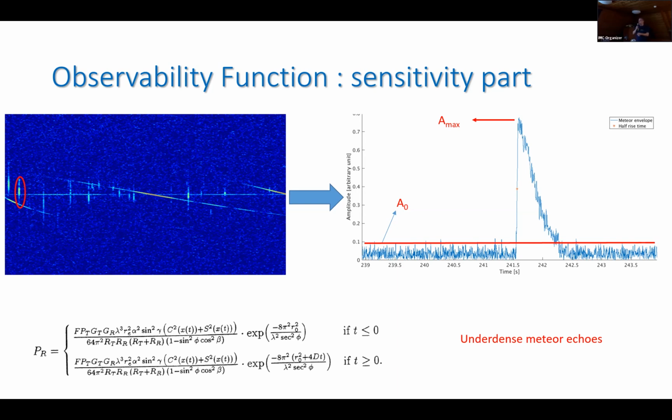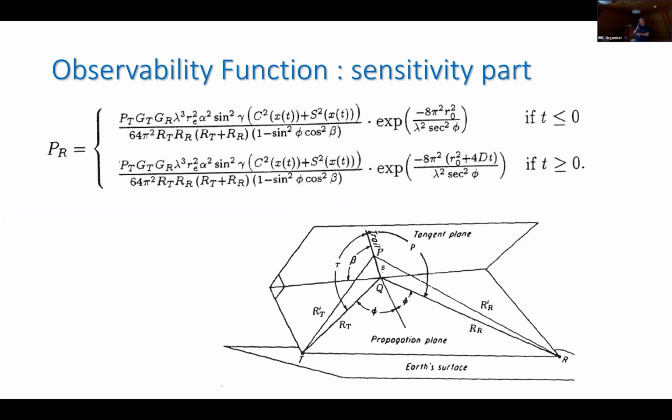Now comes the tricky part. How can we look at this value of the maximum amplitude? For underdense meteor echoes, there is this complex formula, but still analytical. So I put it here again, and without too many details, the denominator there is the geometrical part. Because we have found all the potential locations, we know all these parameters, so we can compute them.